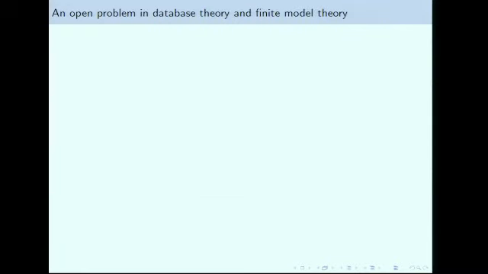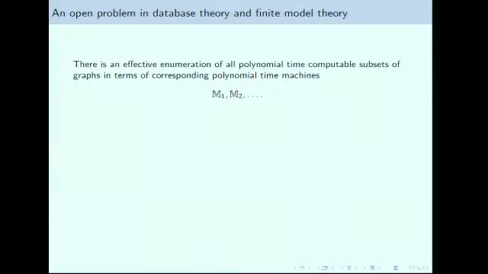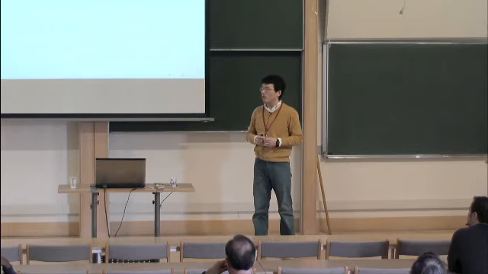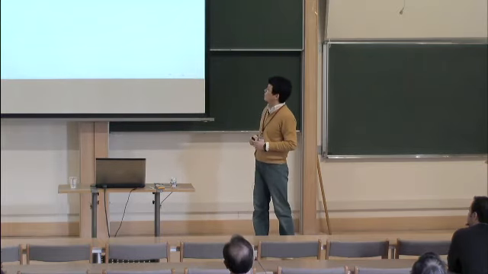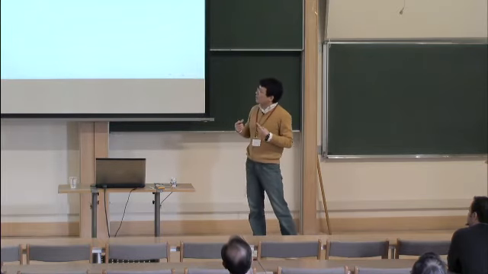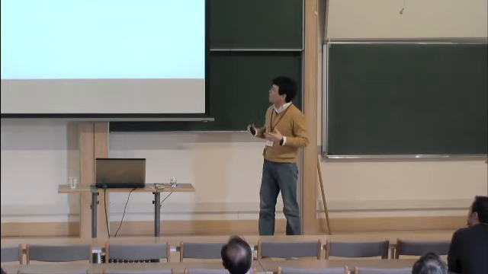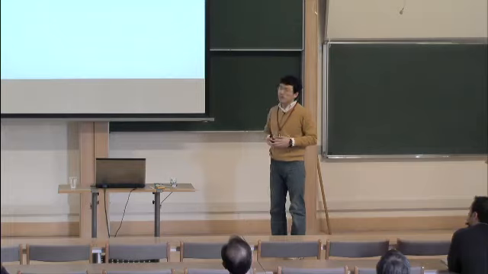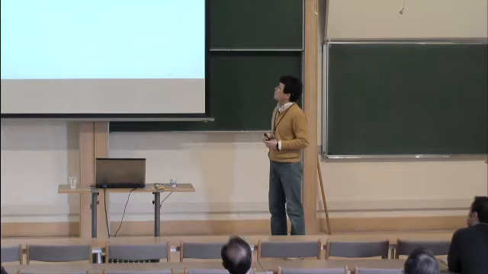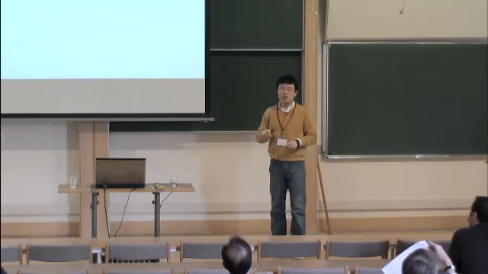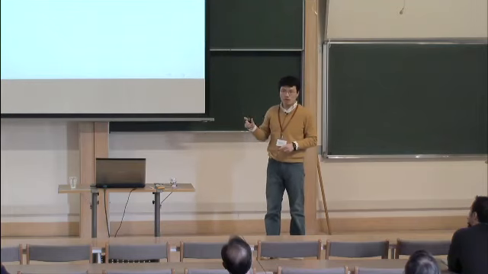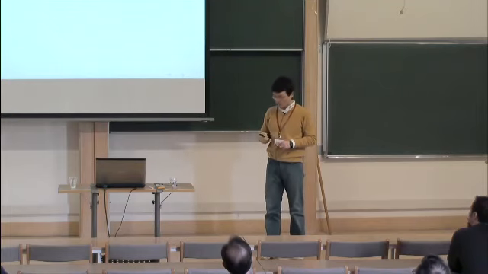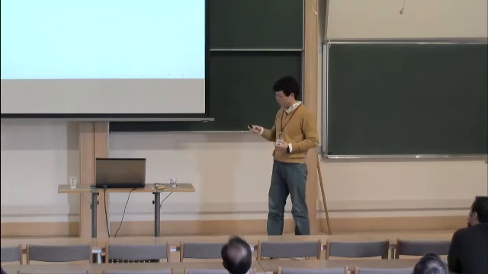The third problem is exactly the central problem in descriptive complexity, which Albert, I guess, discussed in quite some detail 2 days ago. Here I want to present it in a slightly different form, which is most suitable for our purpose. Let's say we can have an effective enumeration of all polynomial time computable subsets of graphs in terms of corresponding polynomial time machines. You can enumerate all Turing machines together with a polynomial clock to get such an enumeration.